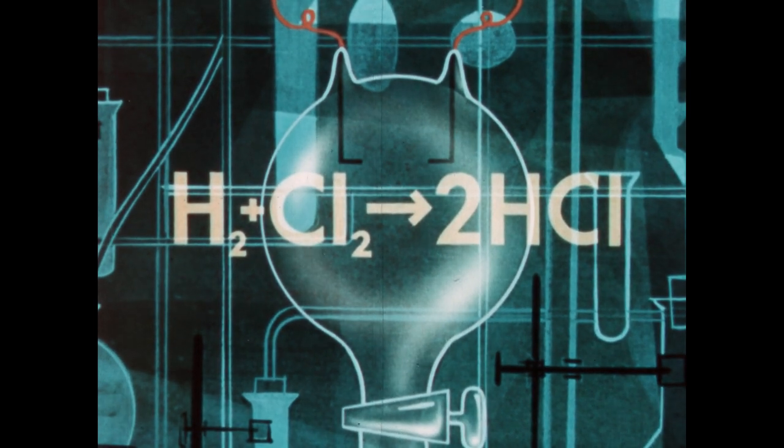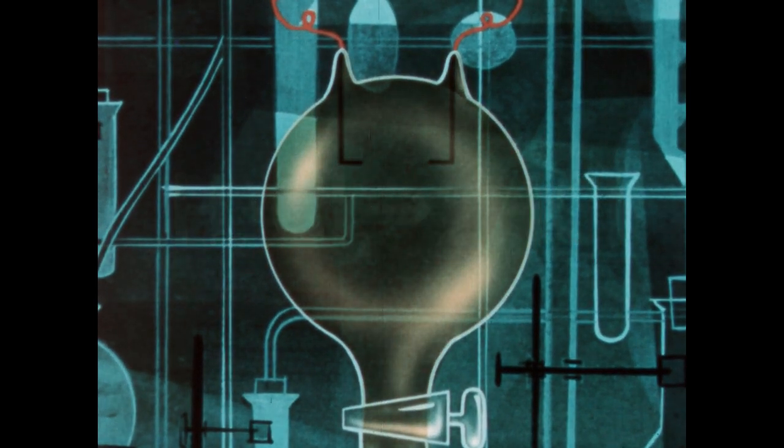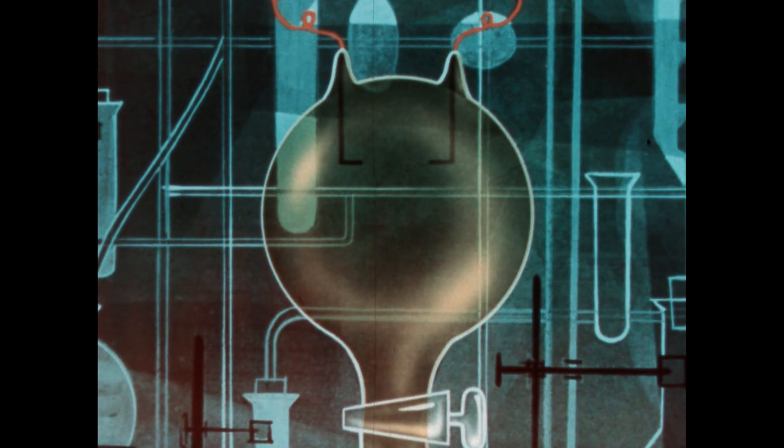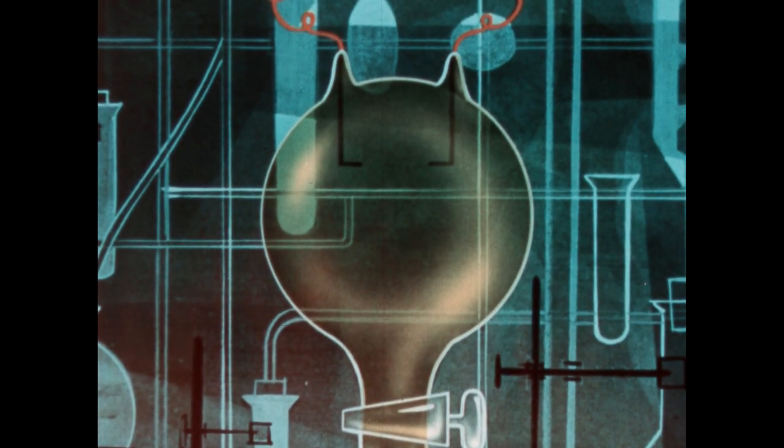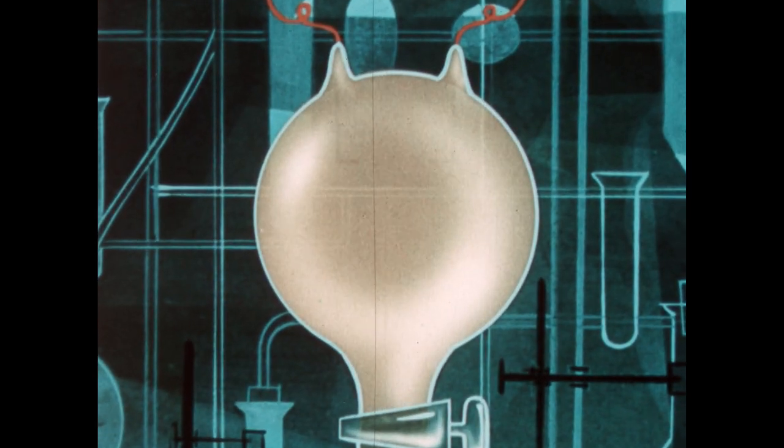If hydrogen and chlorine are mixed together at room temperature in the dark, there is no apparent reaction. If the mixture is heated, the reaction takes place more readily, and if it is ignited by a spark, the mixture explodes.